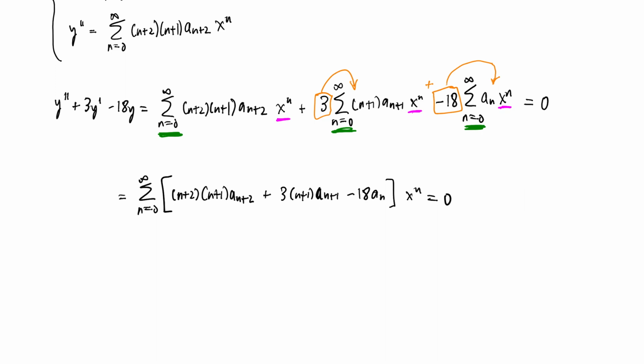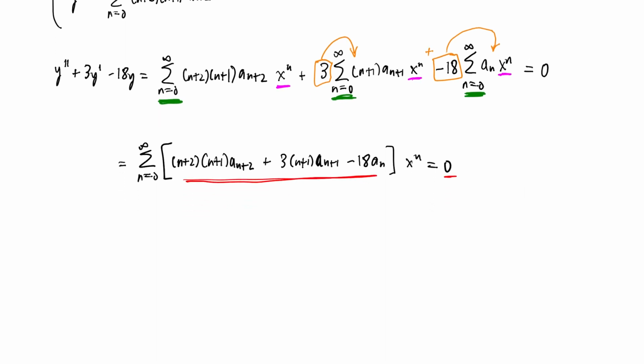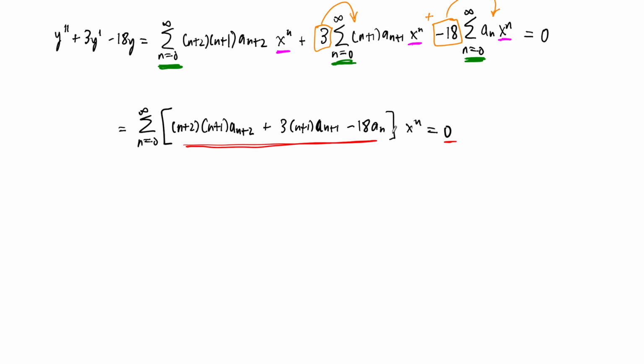And as usual, the idea here is that the only way for this to add up to 0 for all choices of x is for the coefficients to equal 0. And so this is how we get our recurrence relation right here. We set these coefficients equal to 0, and this is going to lead us directly to a formula for a recurrence relation. So there's our term, just copying this down. So 3 times n plus 1, a sub n plus 1, minus 18 a sub n. This has to be 0. And let's just rearrange and solve it for the largest indexed term. So that's a sub n plus 2.